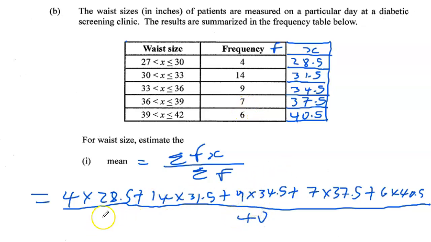If I enter everything in my calculator, sum the numerator and divide by 40, and I'll get, if I'm using one decimal place, 34.3 inches. So the mean waist size here is 34.3 inches.